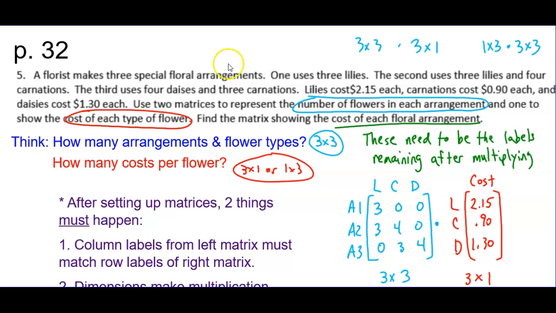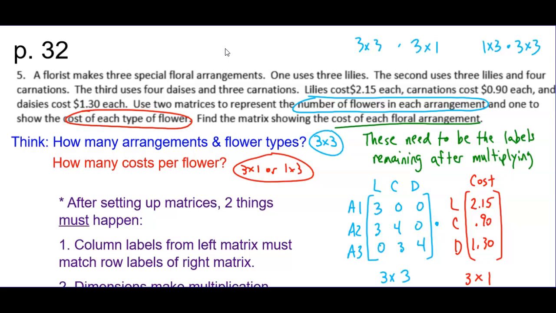There's costs associated with each flower type. And we're to use two matrices to represent how many flowers in each arrangement, and then the cost of each flower, ultimately leading to a final cost matrix. So, things to think about. First off, how many arrangements are there and their flower types?